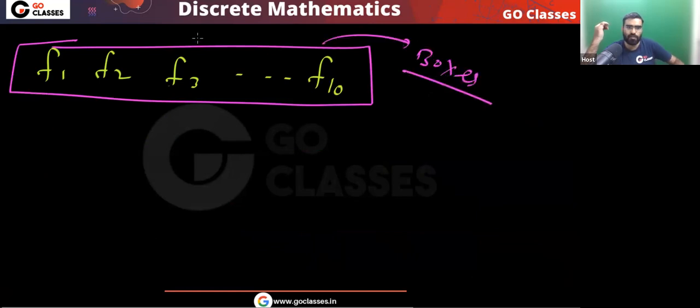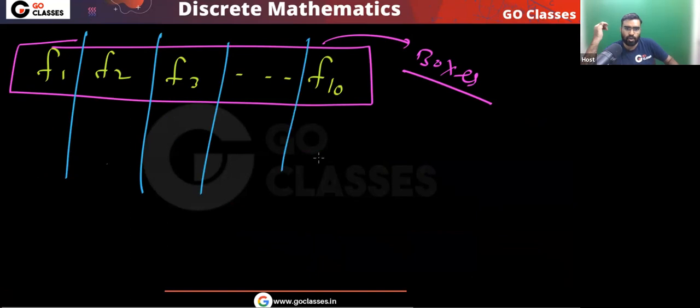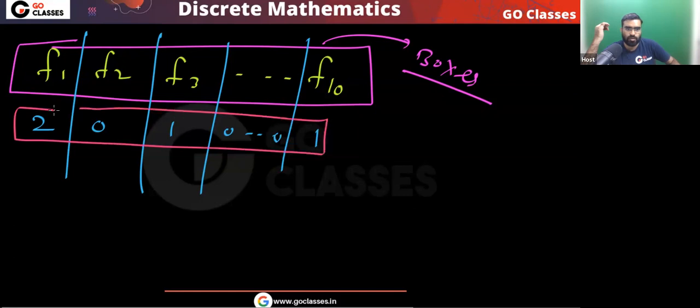Total, how many do I want? I want 4 in total. For example, I can take 2 here, 0 here, 1 here, everything else 0, and then I can take 1 here. So this total should be equal to 4.